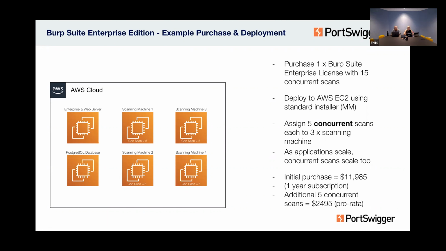So in that example, our initial purchase is going to be $11,985 across a 1-year subscription. At some point, we've added those additional 5 concurrent scans. Well, that's going to be prorated against our 1-year subscription at $2,495.